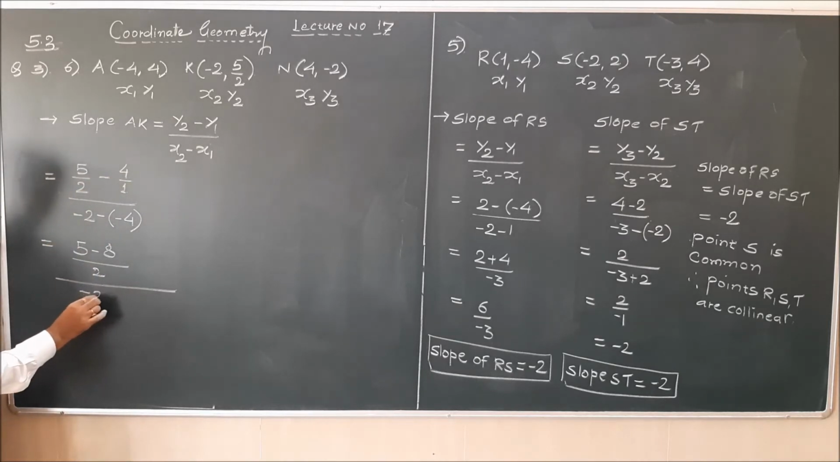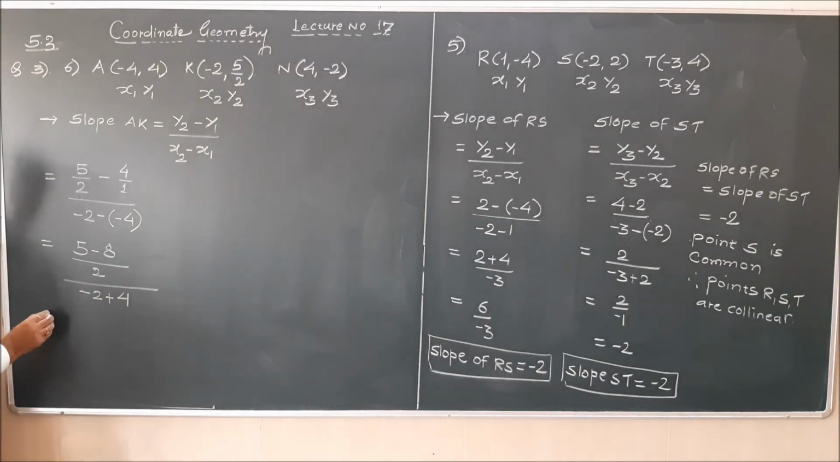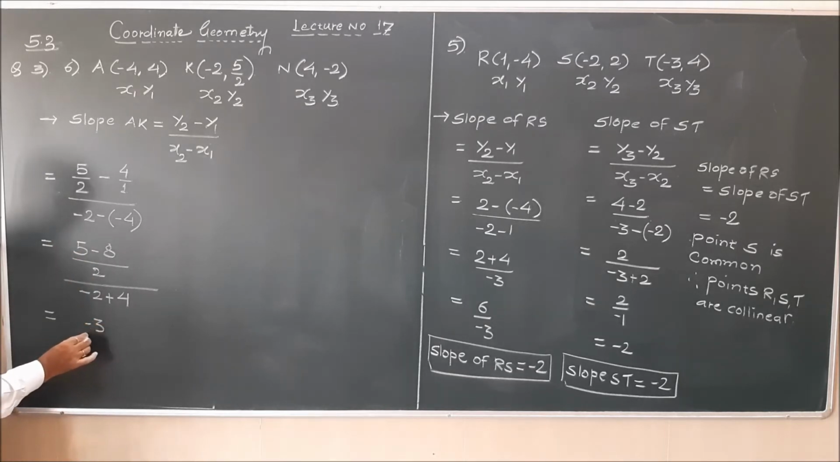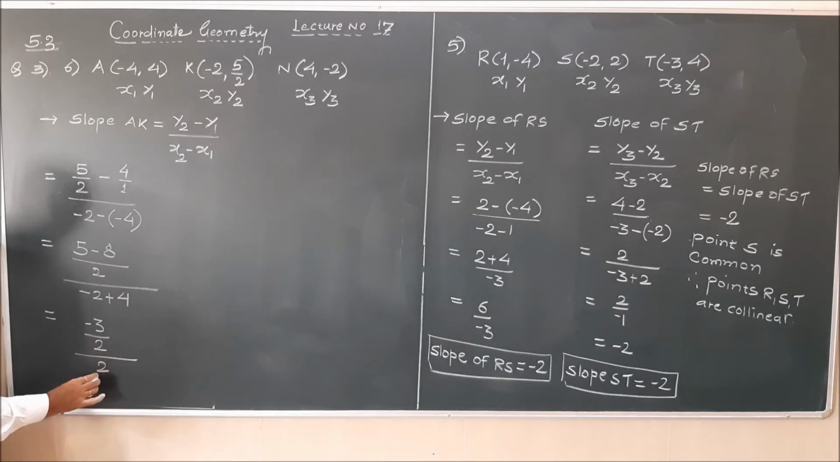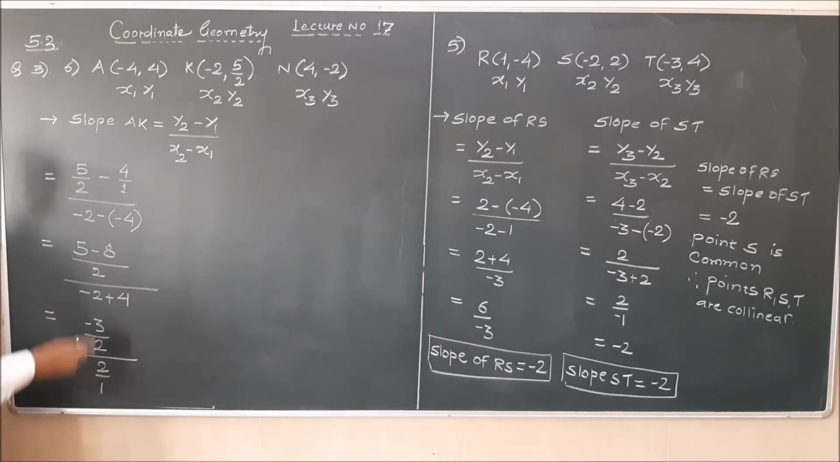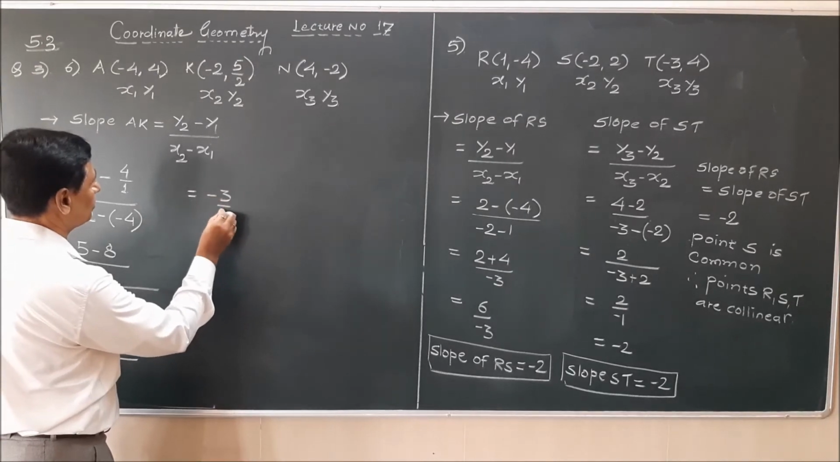Now minus 2 plus 4, that will give us, please note here, 5 minus 8 is minus 3 upon 2, and you will get minus 2 plus 4 as plus 2. 2 means 2 upon 1, very important. So 5 minus 8, minus 3 upon 2 as it is, minus 2 plus 4, 4 minus 2 is 2 upon 1. Now minus 3 upon 2, that is equal to minus 3 upon 2.